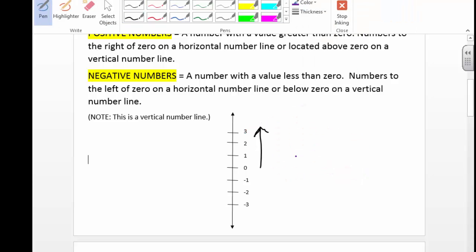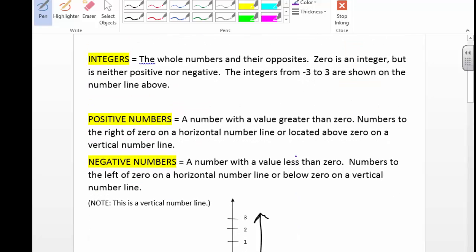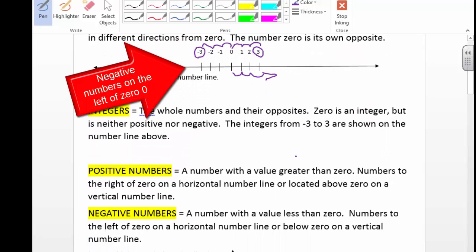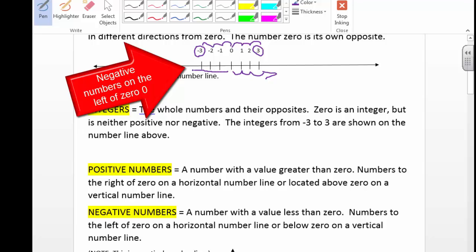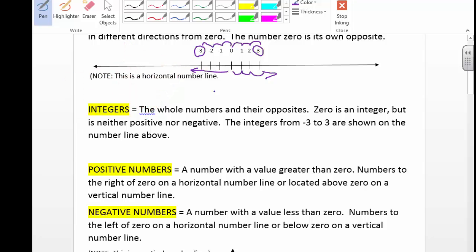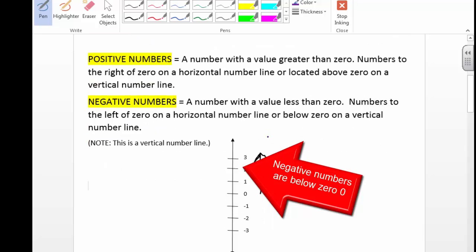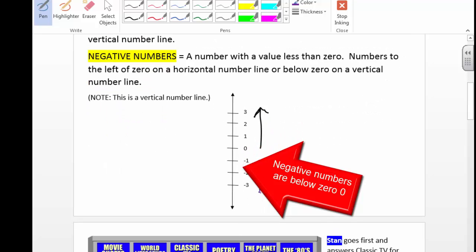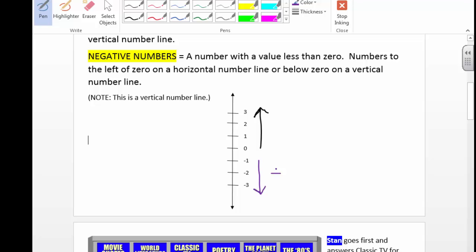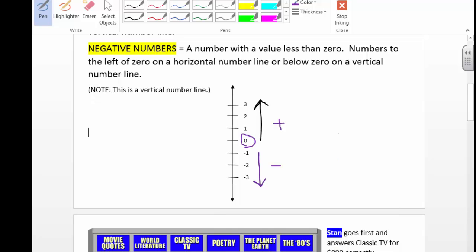Now, negative numbers. A negative number has a value that's less than 0, so we're going to find it to the left of 0 on a horizontal number line or below 0 on a vertical number line. So these are our negatives and these are our positive numbers. And it's all in relationship to 0. Okay? All right, let's take this to the next step and let's practice a little bit.